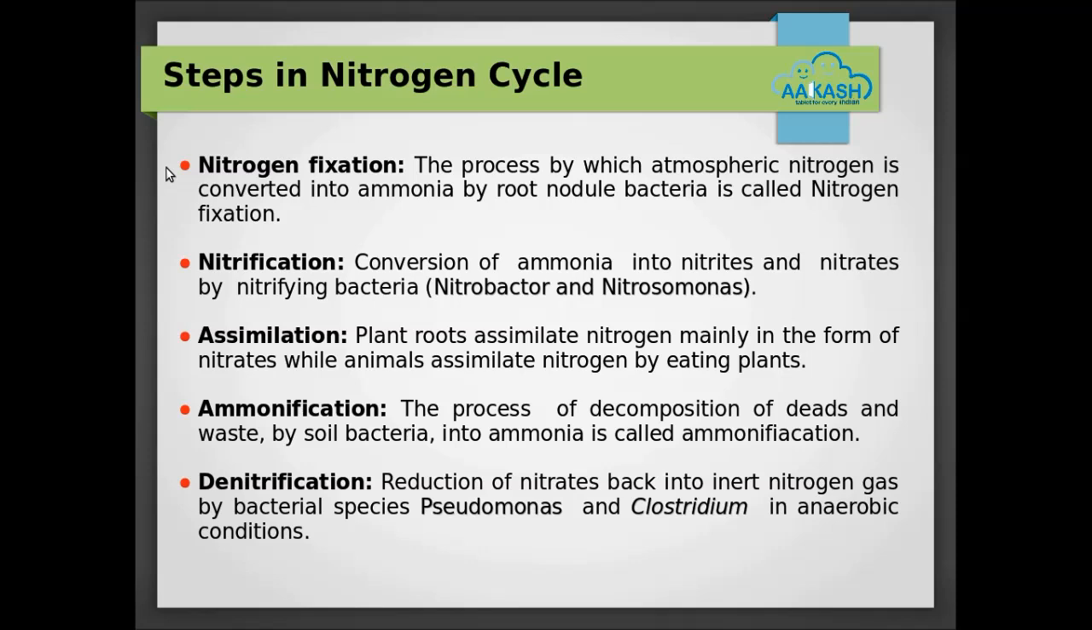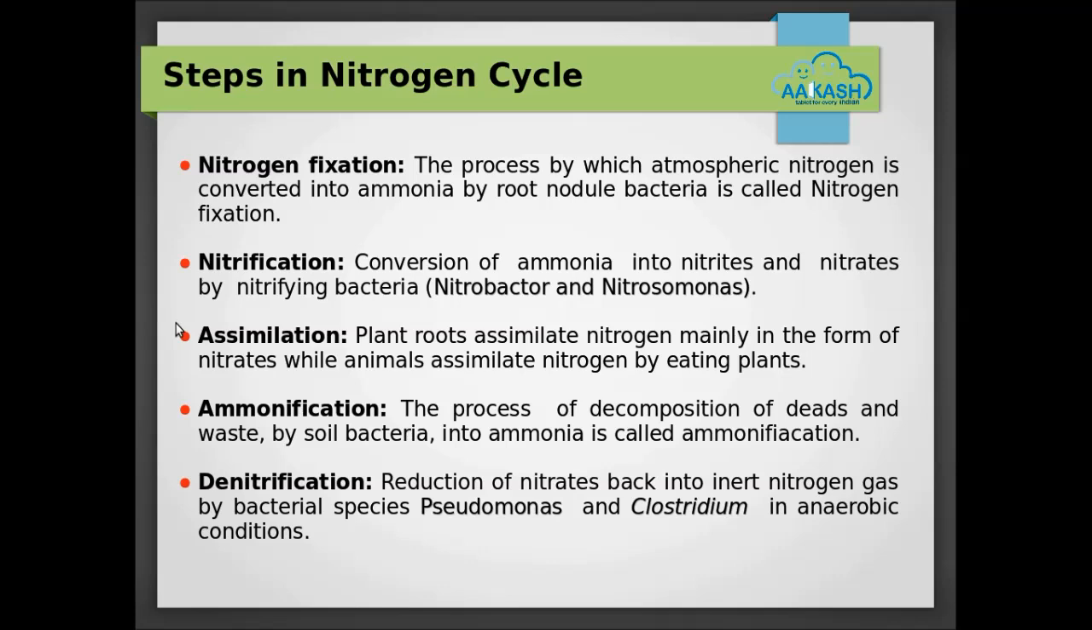The various steps in nitrogen cycle. First, nitrogen fixation. In this step, atmospheric nitrogen is converted into inorganic compounds like ammonia by microorganisms and by thunder and lightning. Second, nitrification. Here, ammonia is converted into nitrites and nitrates by nitrifying bacteria Nitrosomonas and Nitrobacter.